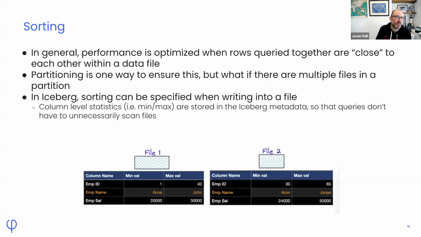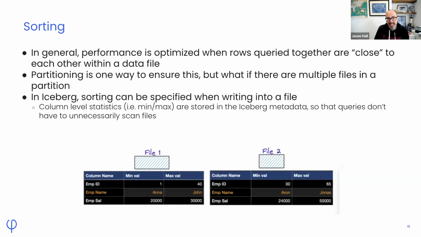Right? And by close to each other in a lakehouse architecture, that effectively means that rows queried together are within the same file or a small number of files. Right? If you're querying 10 rows from a lakehouse table, I'd much rather those 10 rows come from one file than have to scan 10 files to find one row in each.